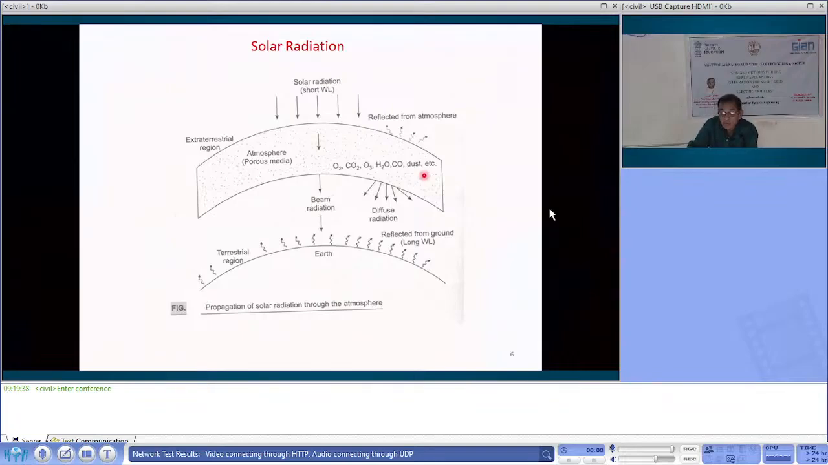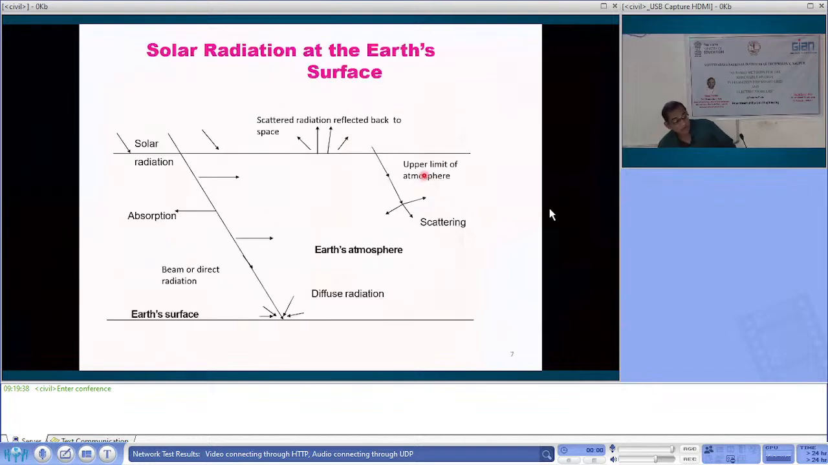So throughout the day, how can we make use of this for the energy needs in the villages as well as in the urban areas? The same thing is shown here, how it reaches Earth's surface: short wavelength from the sun to the earth, reflected from the earth as long wavelength.